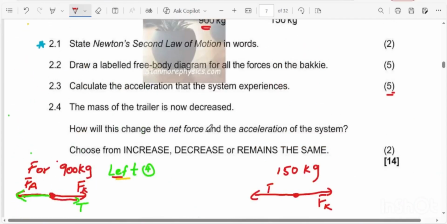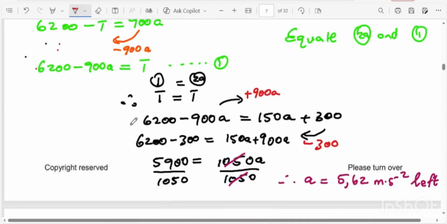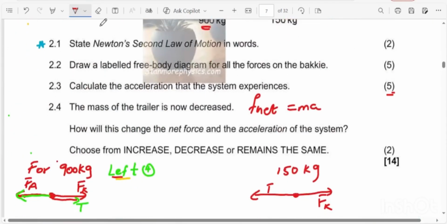So now the next question says the mass of the trailer is now decreased. How will this change the net force and the acceleration of the system? So this one, guys, if you remember that we said F net is equal to MA. So this is 2.4. To answer 2.4, we're going to use Newton's law of motion.